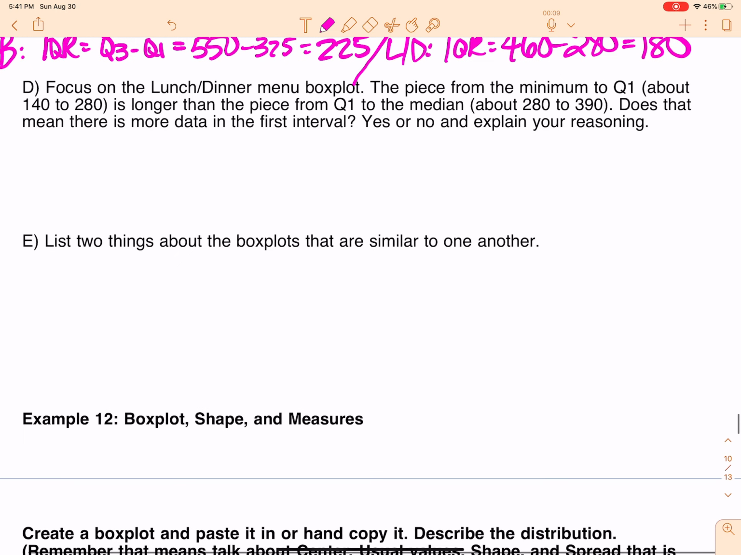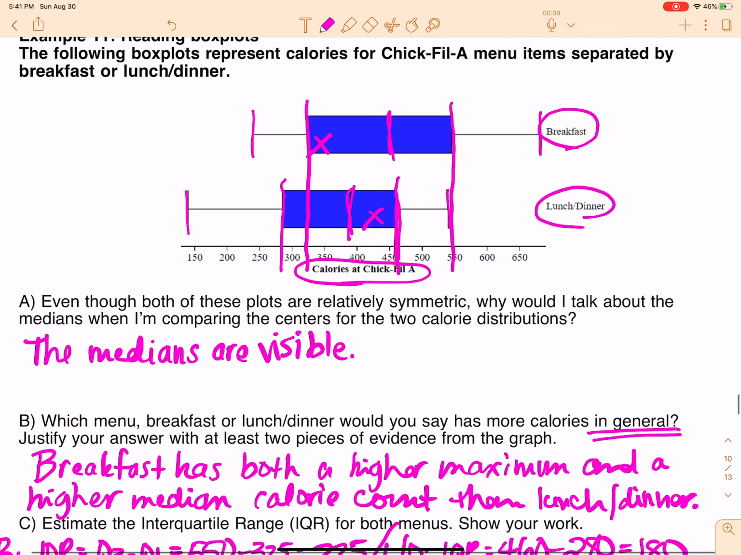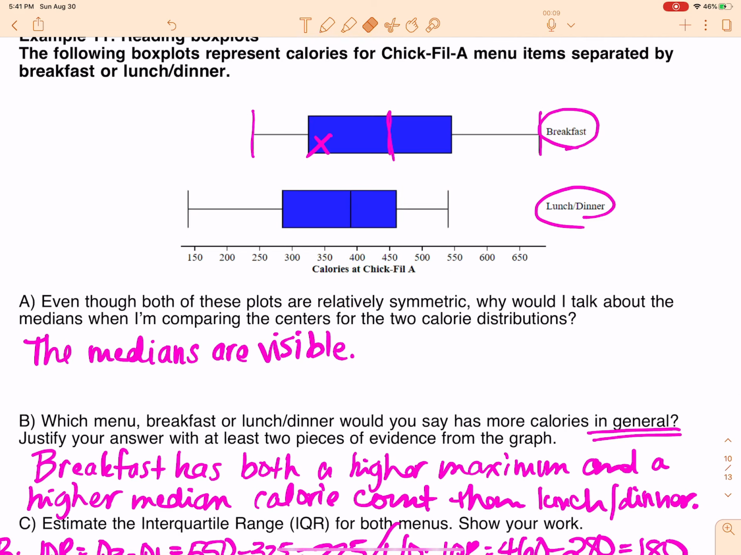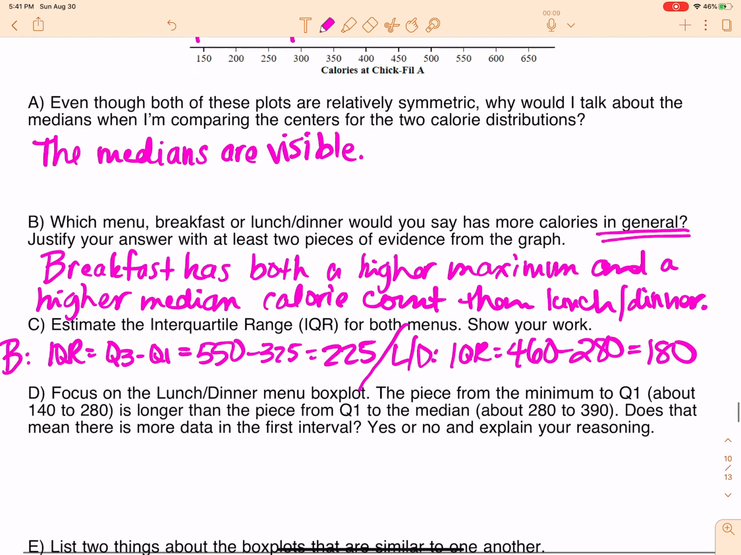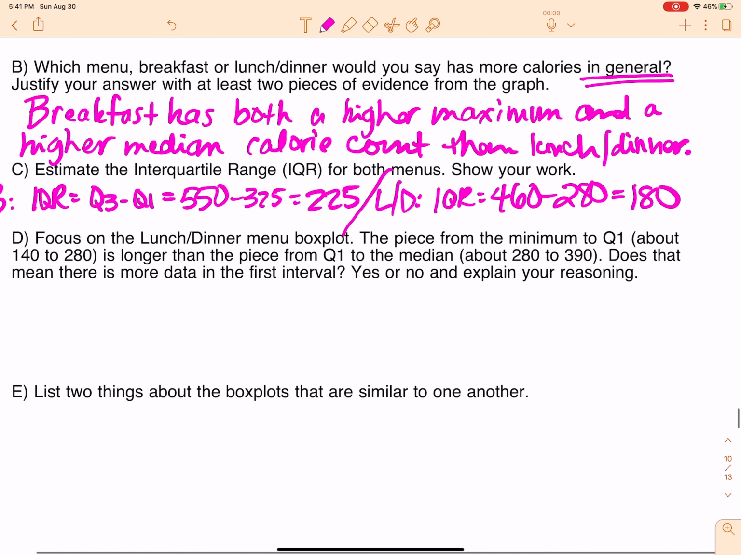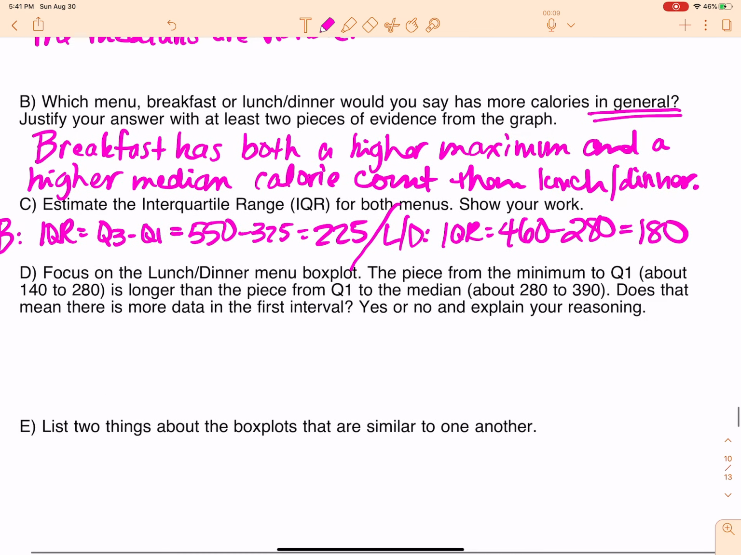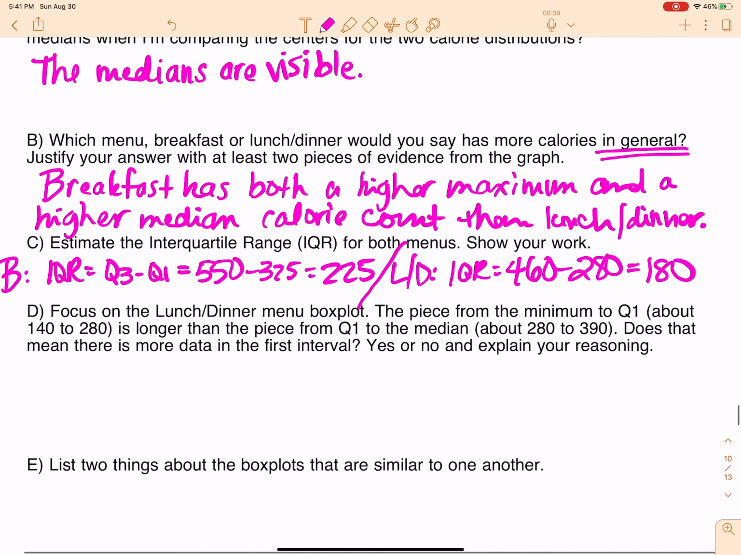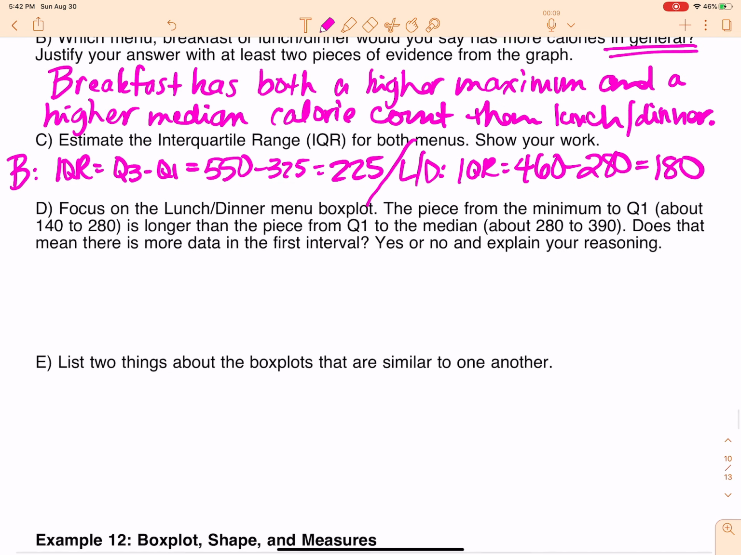Part D, focus on the lunch dinner menu box plot. The piece from the minimum to Q1, that is right here, about 140 to 280, is longer than the piece from Q1 to the median. So this is longer than this piece. Does that mean there is more data in the first interval? Yes or no, and explain your reasoning.